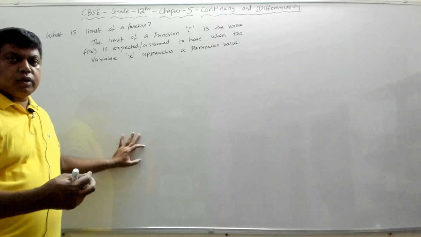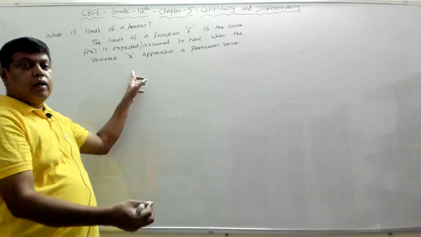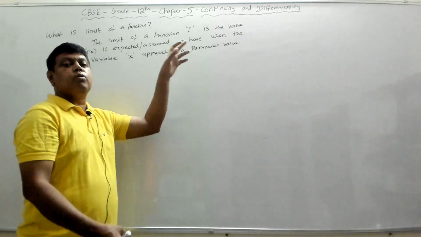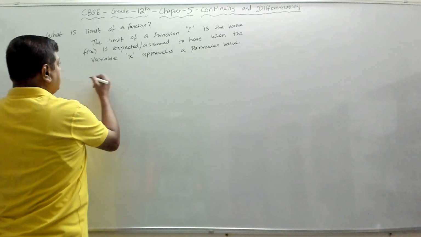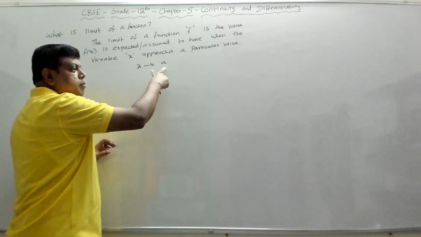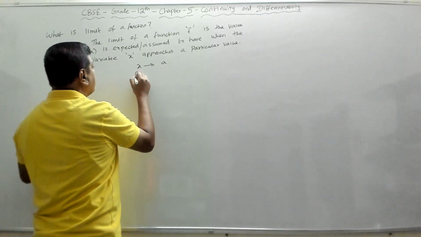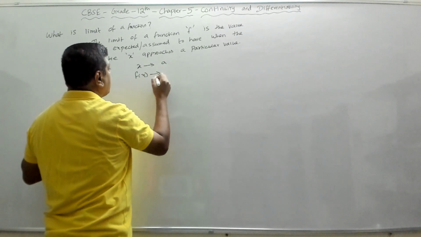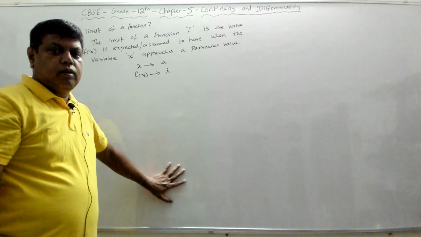So what is the limit of a function? It is the value that f is expected to take when the variable x approaches a particular value. For example, suppose x approaches a, where a is any real number. Then where does f of x go, or what value is f of x approaching? Let's call that value L.